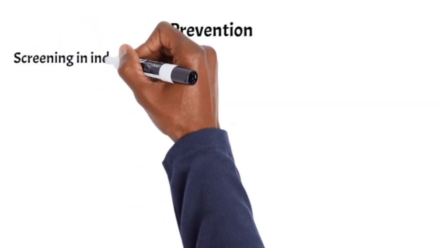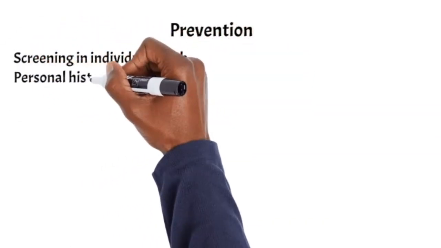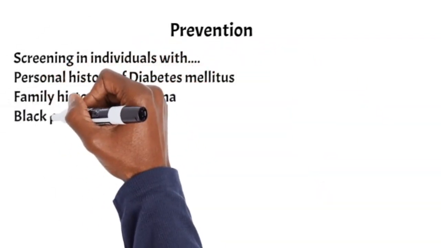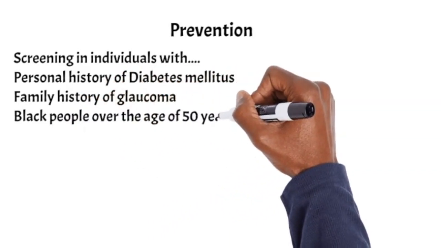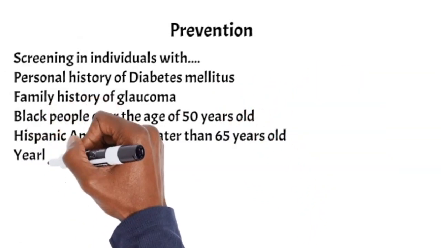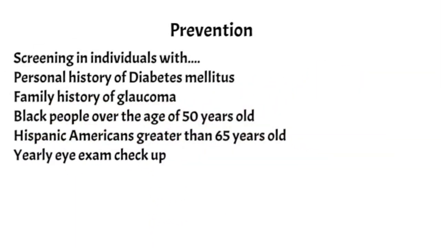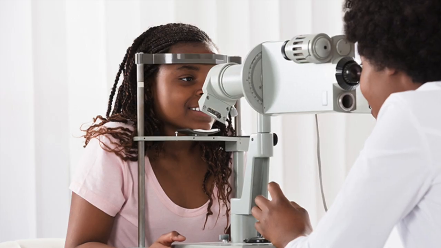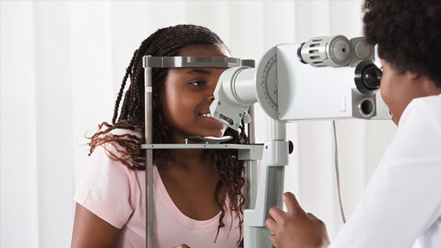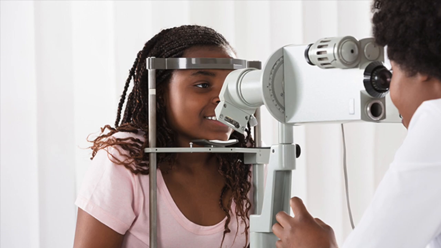General screening for glaucoma is not considered cost-effective, but it is currently recommended in the following patient groups: individuals with a personal history of diabetes mellitus, as well as any individual with a family history of glaucoma, Black people over the age of 50 years old, and Hispanic Americans over the age of 65 years old. It is also important to have a yearly eye exam checkup, especially for those with increased risk for glaucoma. During your eye checkup, the eye pressures are routinely checked, and an increase could help in early diagnosis of glaucoma, especially in asymptomatic open-angle glaucoma.